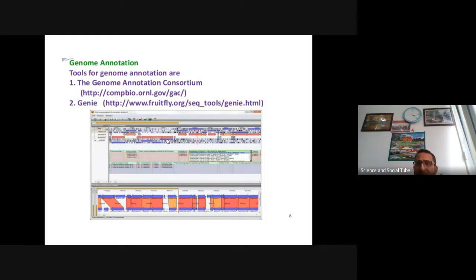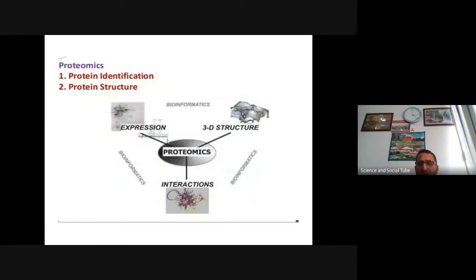Like where the CDS region, the coding region, is, where the non-coding is, where the polyadenylation sites are, where the 5' side and the 3' side are, everything you can know by using genome annotation tools nowadays. The same thing for proteins. You want to identify the protein, or do protein structure modeling. You want to see how many helices and beta sheets there are, how the 3D structure is, and how protein-protein interaction is going on. Everything you can do also in fishes. You can see which proteins are responsible for diseases, and how the structure of the protein changes with disease compared with normal proteins, that you can easily find out nowadays.